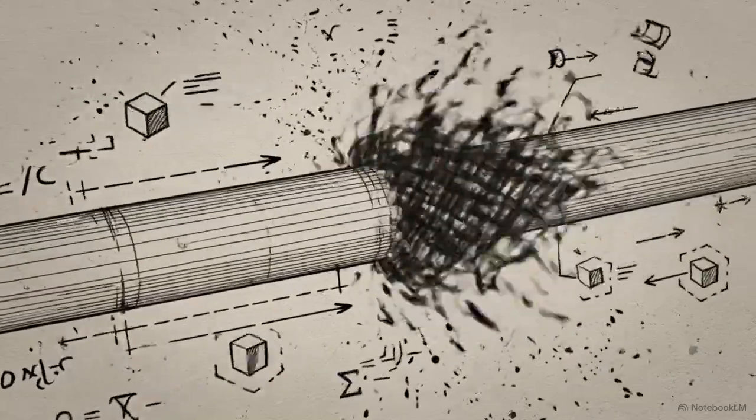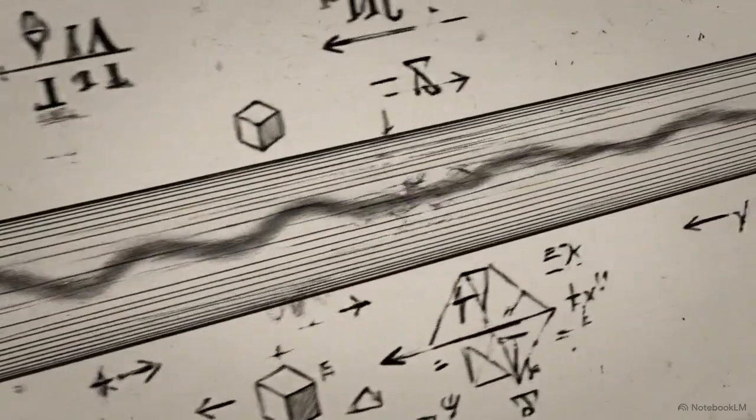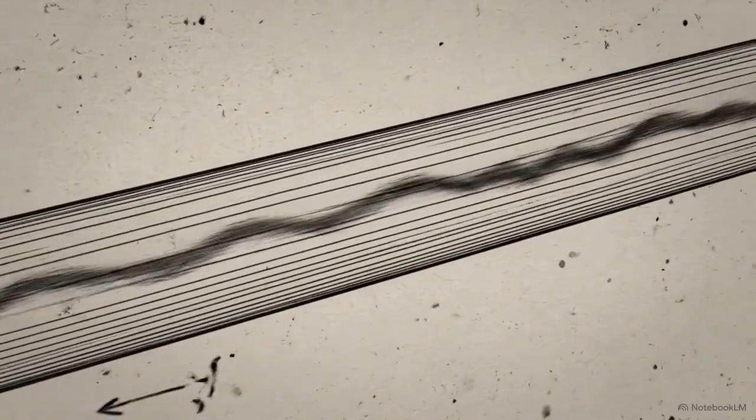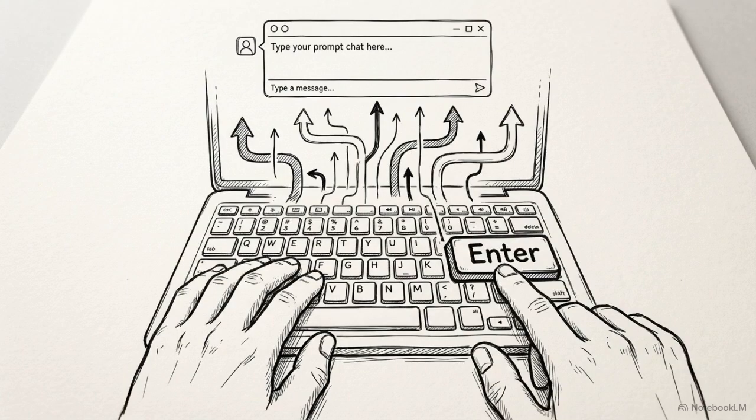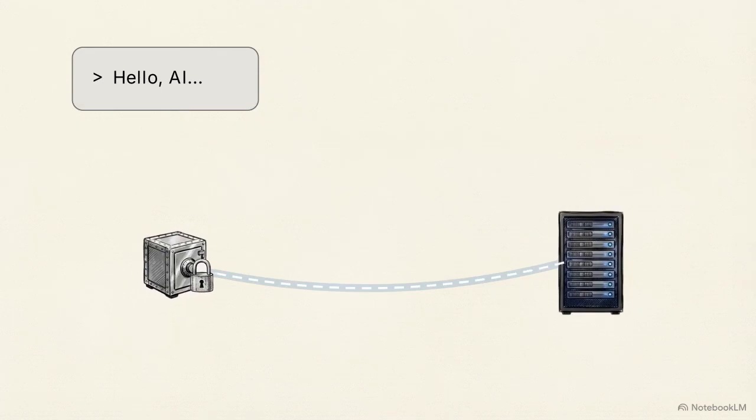Look at this pulse of light traveling through a fiber optic cable. It represents the exact moment a user hits send on a standard large language model chat interface, kicking off a massive computational sequence. Beneath that simple text box, the application initiates an HTTP POST request. An HTTP POST request is a standard Internet Protocol method used to securely package and send data to a server.